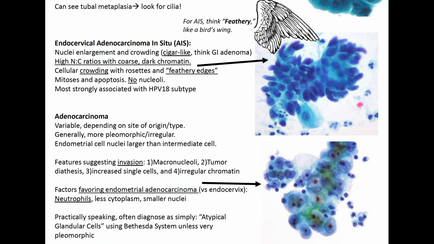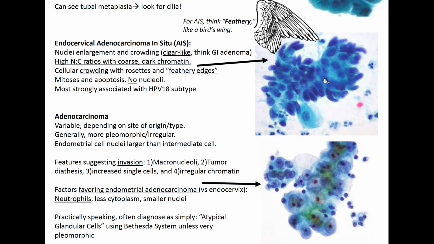So for AIS, or endocervical adenocarcinoma in situ, you're going to want to think about feathering, like a bird's wing, which, as you can see here, kind of looks like the wing of a bird with its feathers fanning out. And this is an example of AIS.